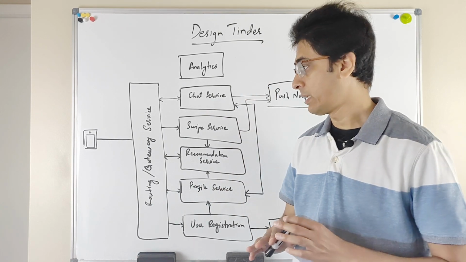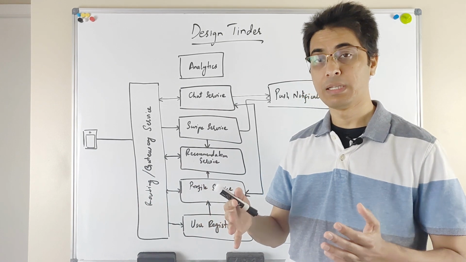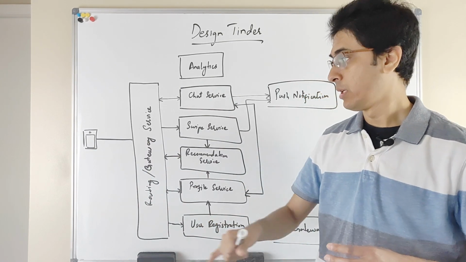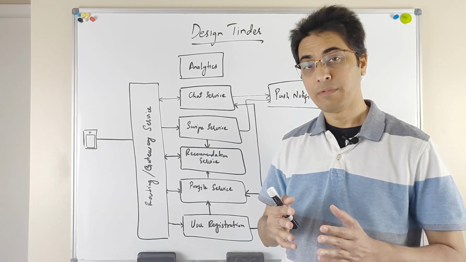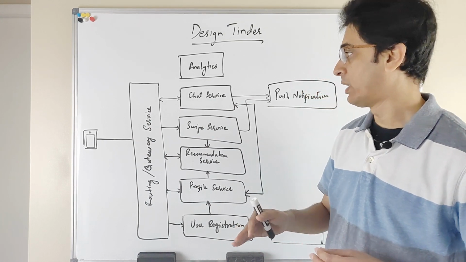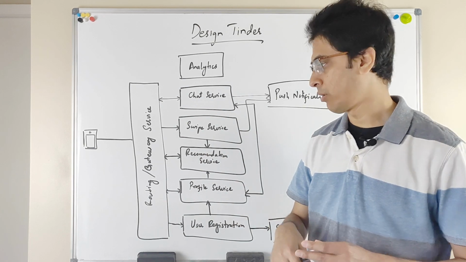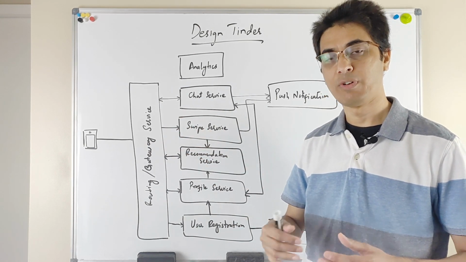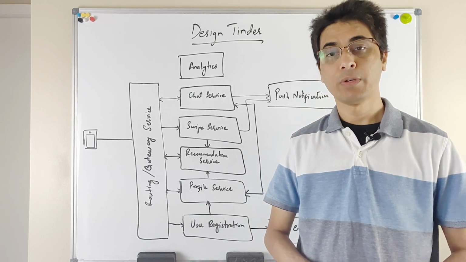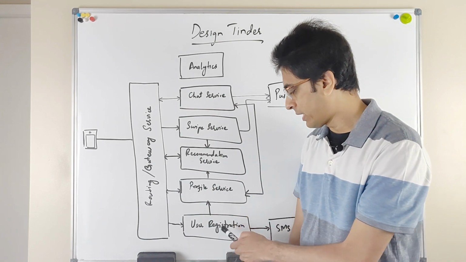Let's just assume that right now the Tinder application is using the WebSocket to communicate with the routing and gateway service. And this WebSocket connection is used to communicate with chat service, also sending swipes and also receiving different profiles of nearby users. Now we are going to discuss the design of the profile service and the user registration service together.